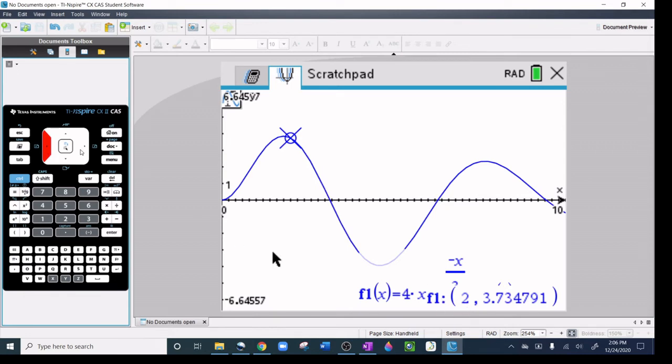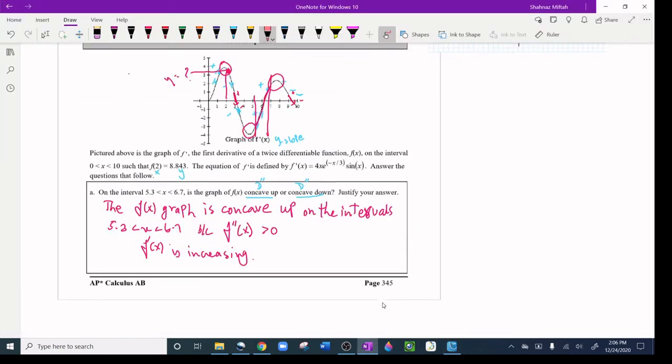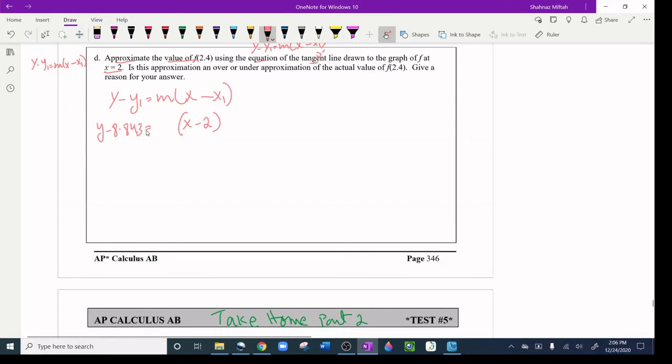I used this left side, and it went to 2, and the y value is 3.734. So I'm going to go back there, and I'm going to say the slope is 3.73. I'm going to round it up to 5 because every y value is a slope, so all I needed was a y value at exactly 2. So this is my equation.